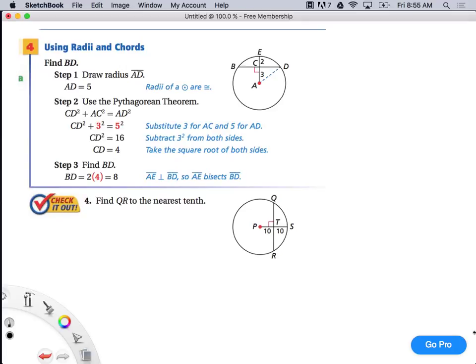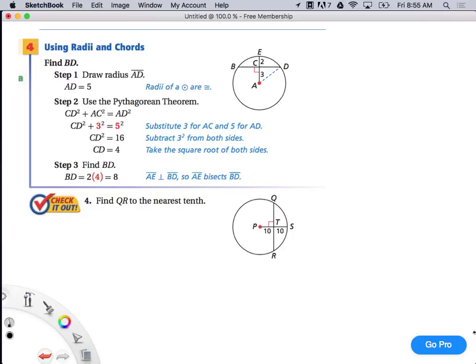The question it's trying to ask me for is BD. So how do I find BD? Well, it tells me that this is 3 and that's 2. Well, what does that mean about this whole length right there? 5. And what is that for the circle? A radius, right? So what does that mean about this length here? It's also 5, right?